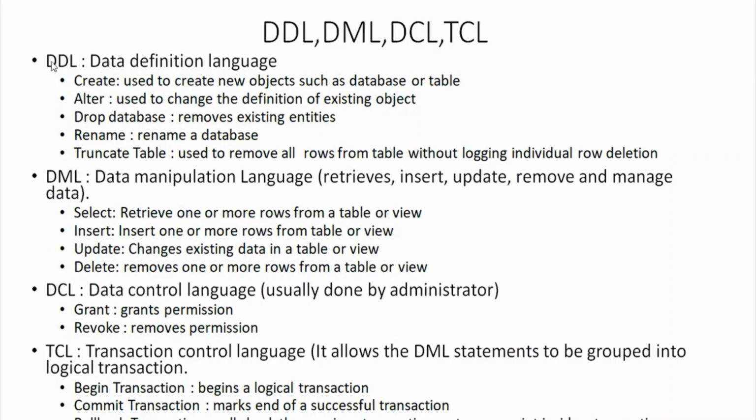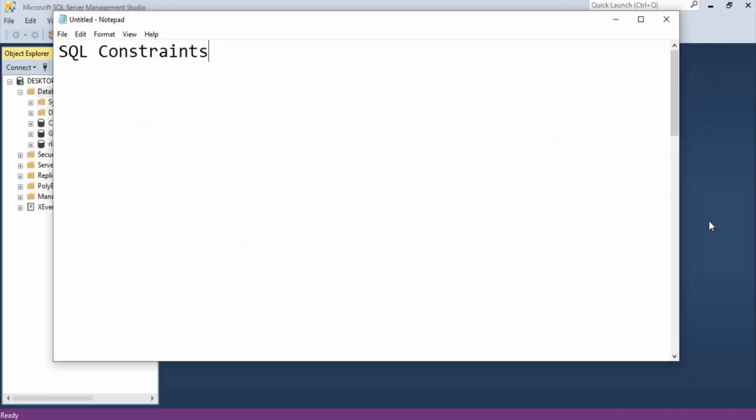Okay, so we have seen DDL, DML, DCL and TCL. Mainly we will be concentrating on DML in the upcoming sessions. In today's session, we will go through SQL constraints. What are constraints? Constraints are nothing but a predefined set of rules and restrictions which are applied to a set of columns or a particular column.